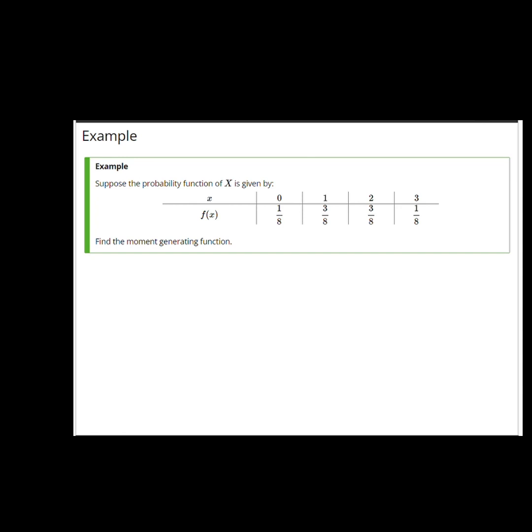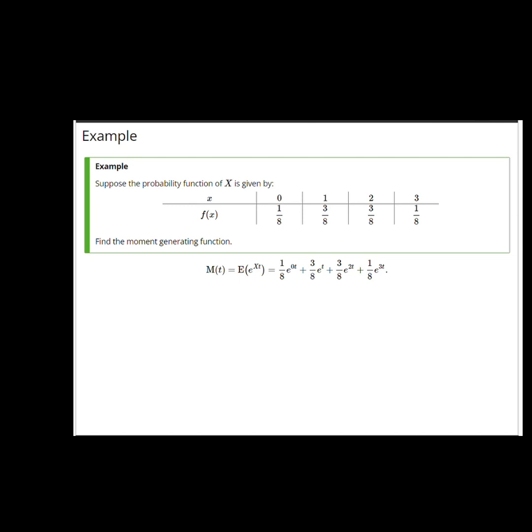Here's a simple example. I've listed a probability function in the form of a table below, and I'm interested in obtaining its moment-generating function, the expected value of e to the xt. And we do this as usual by listing the values of e to the xt, multiplying each by their probability. So, for example, the probability 1/8 multiplies e to the 0t, and 3/8 multiplies e to the 1 times t, and so on, up to 1/8 times e to the 3t. So the moment-generating function is a polynomial in the quantity e to the t.